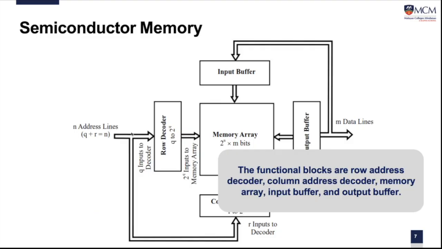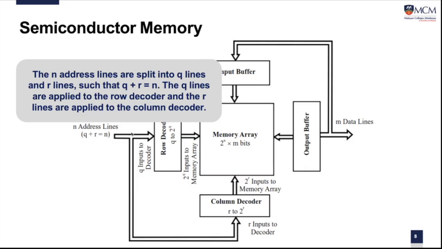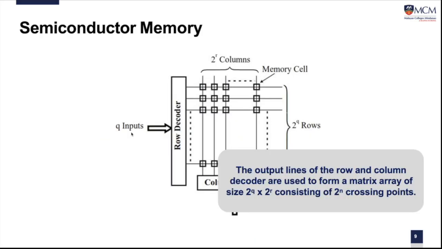The functional blocks are the row address decoder, column address decoder, memory array, input buffer, and output buffer. The N address lines are split into Q lines and R lines such that Q plus R equals N. The Q lines are applied to the row decoder and the R lines are applied to the column decoder. The output lines of the row and column decoders form a matrix array of size 2^Q times 2^R, consisting of 2^N crossing points.